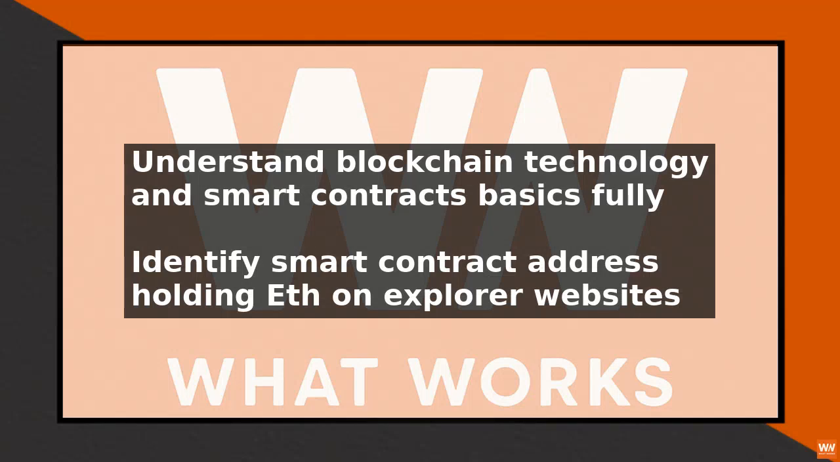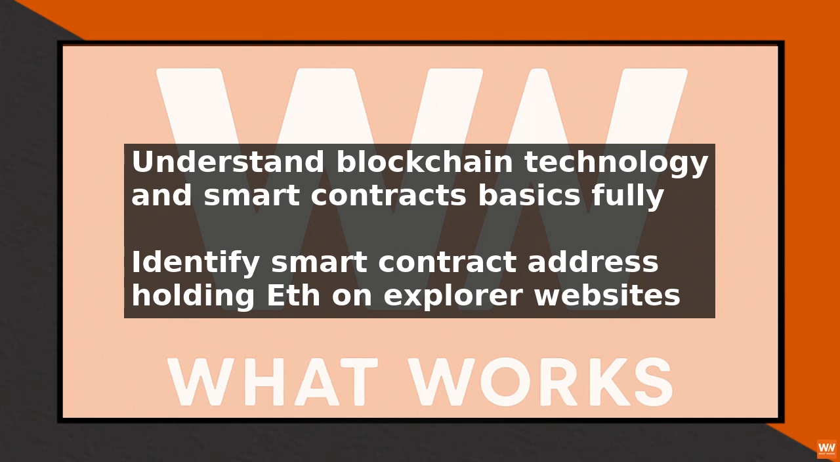To transfer ETH from a smart contract in 2025, you need to understand the basics of blockchain technology and smart contracts. A smart contract is a self-executing contract with the terms of the agreement written directly into lines of code. It allows for the automation of various processes, including the transfer of Ether.